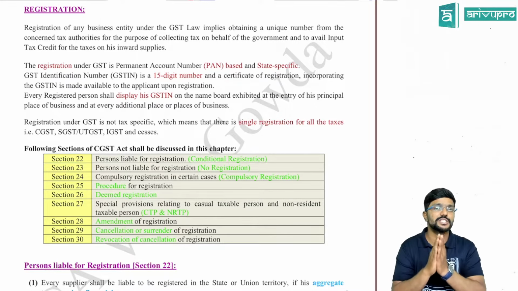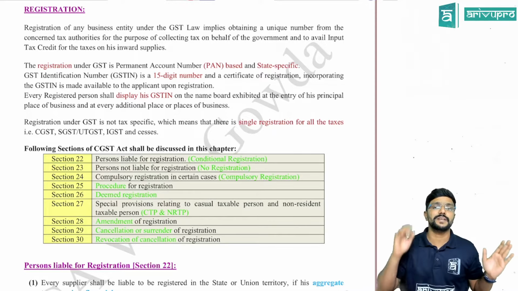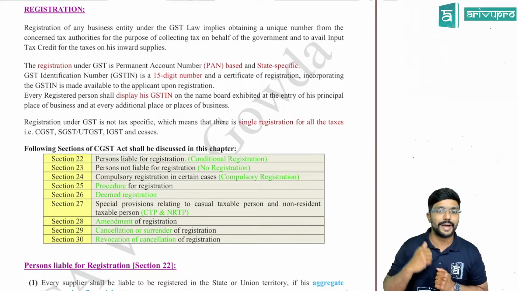Under GST, the registration is PAN based and state specific. So if I am operating in a number of states, for each and every state, I have to take a different registration, but under my single PAN.